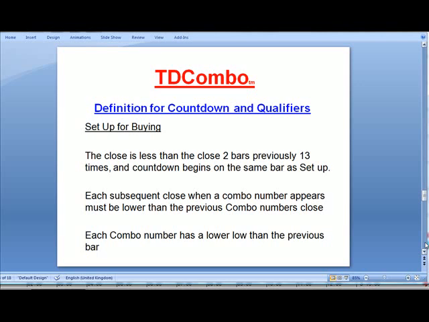What this means is that the signal tends to be more aggressive, and in all of the tests that I've done, combo always outperforms sequential.